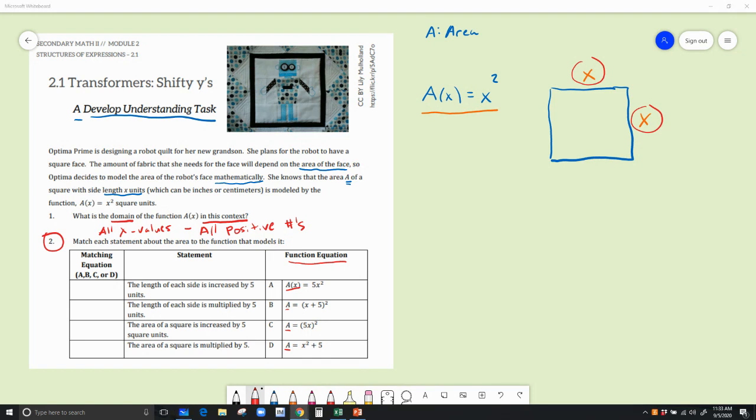Pause me. Okay, hopefully you gave this a really good shot. You can always change your answer. That's how you learn the most, by making mistakes. So if you didn't, pause me now. I'm going to go over the answers. All right, here we go.